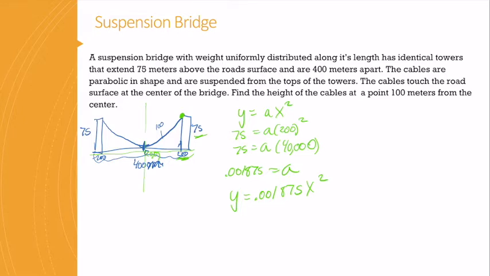So now I can find my height, y, right here, this orange spot, if I substitute in x equals 100 into my equation. So y equals 0.001875 times 100 squared, that's going to give me 18.75 meters. So the height of my cable, 100 meters from the center, is going to be 18.75 meters.